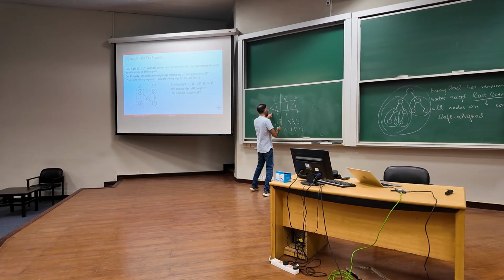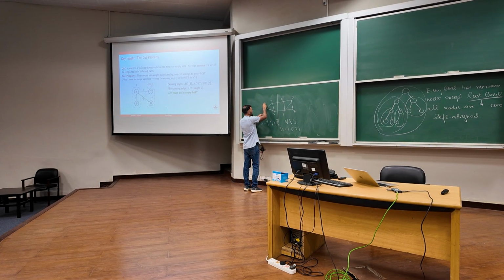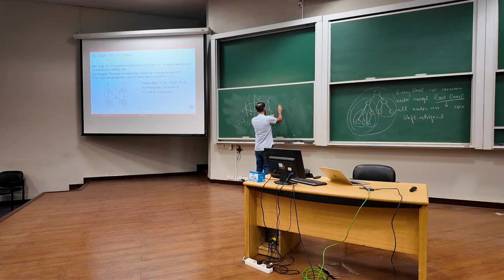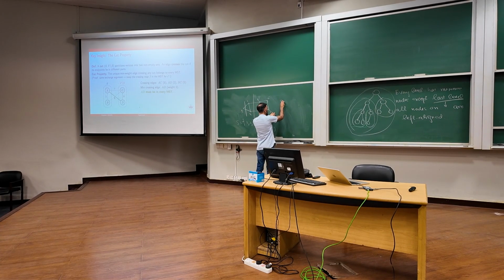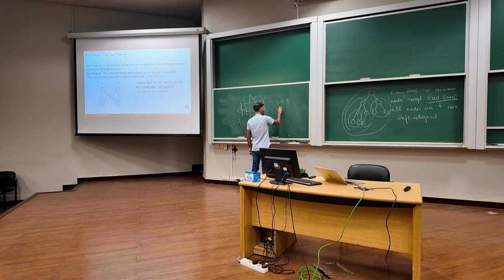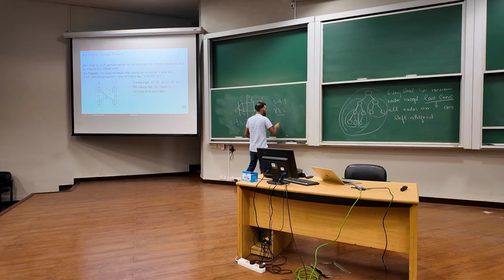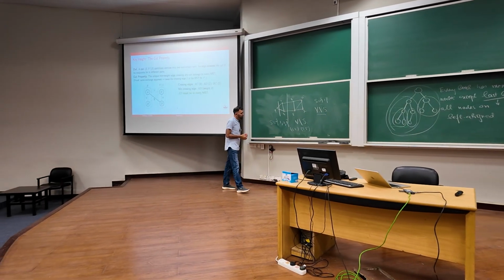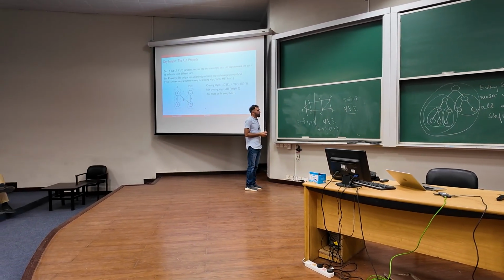But more importantly, a cut could be any subset of vertices. So S is equal to 1, and the second part, V minus S, is also a cut.